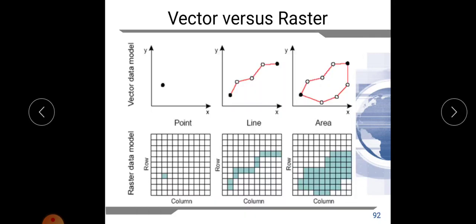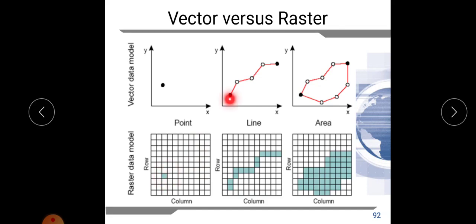Next, last topic, vector versus raster. This is the vector data model, this is the raster data model, and in the case of the vector data model, the point is represented like this, as point data. The same feature, when we are representing it in the raster data model, will be like this. Here it is divided into different cells, and the point is represented by taking one cell.